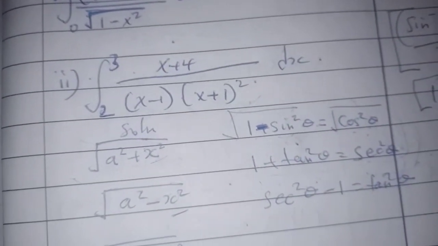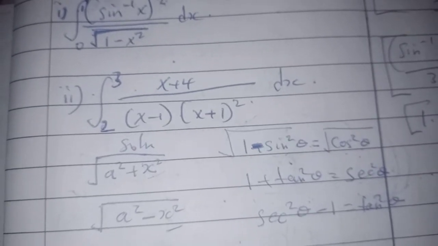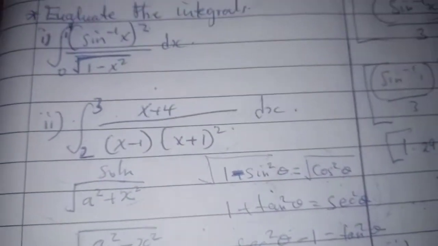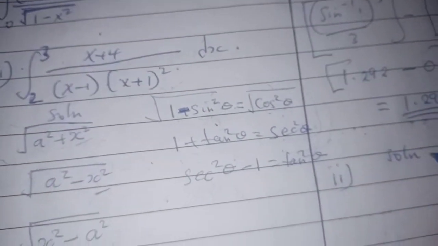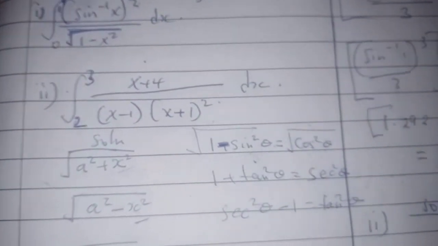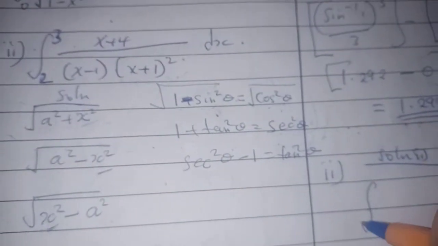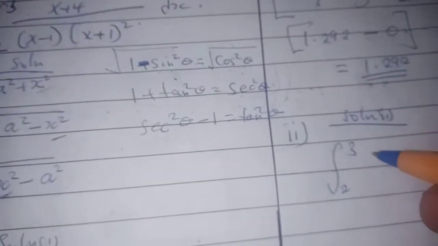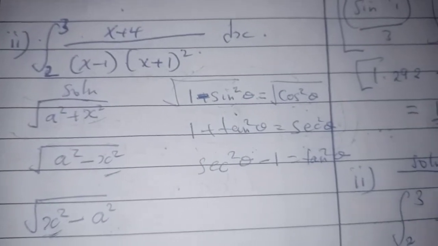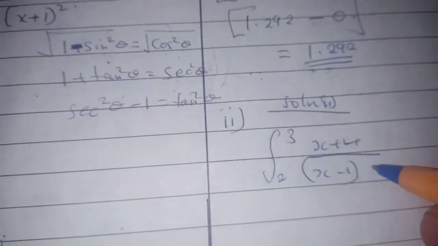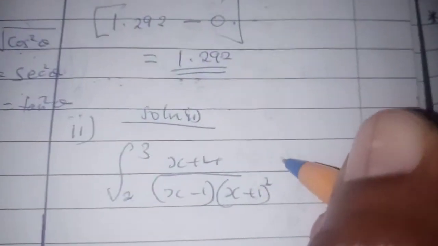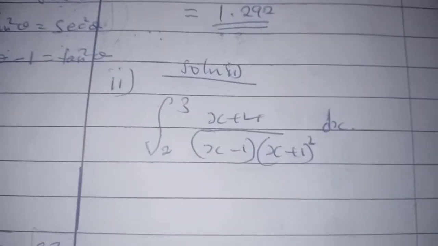Question number 2. The solution for that question, let's write it here. The integral from 2 to 3 of (x plus 4) all over (x minus 1)(x plus 1) squared dx. So that is the function.